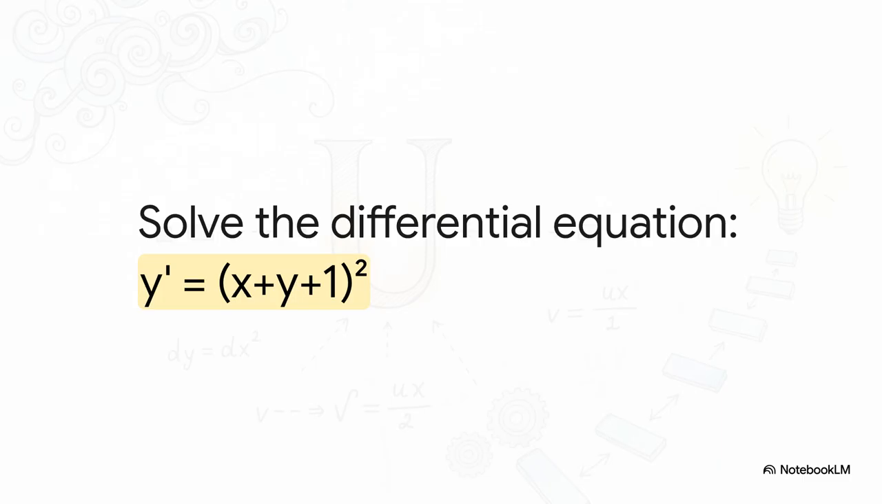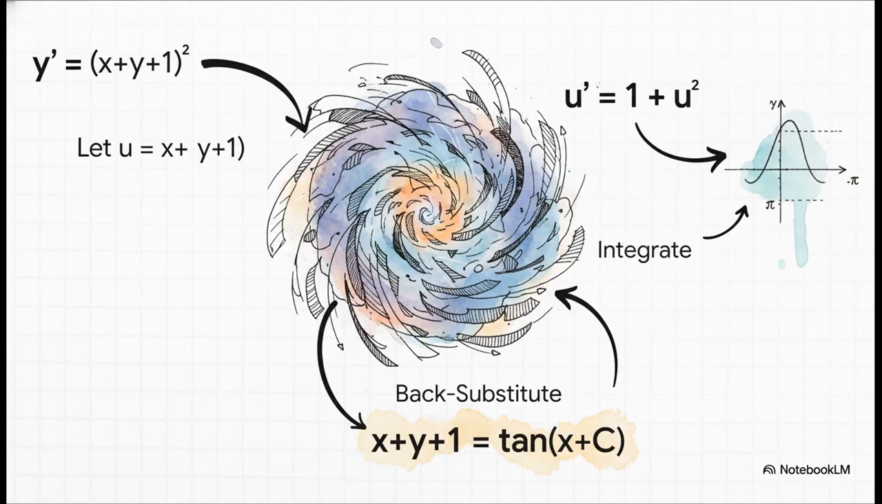But do you see it? That repeated pattern? That x plus y plus 1? That's our new target. That's what we're going to substitute. Okay, so here's the plan. We'll let u equal that whole chunk, x plus y plus 1. Then we just need to differentiate it to figure out what y' is in terms of u', and we plug it all in. And what happens? The whole mess transforms into u' equals 1 plus u squared.